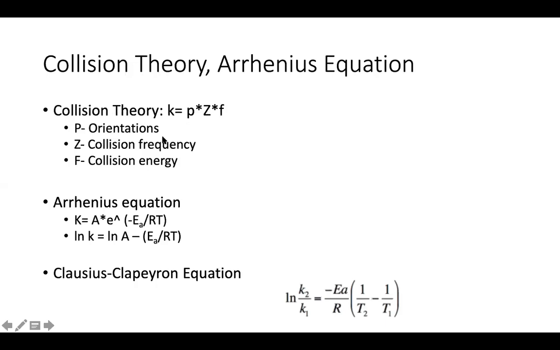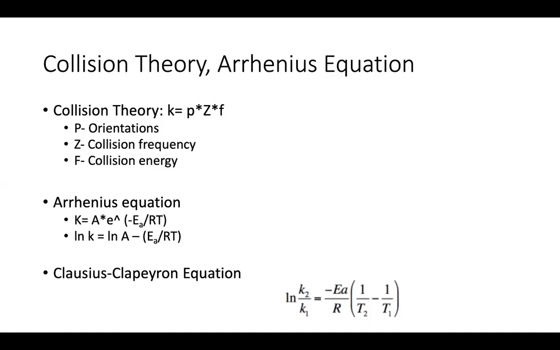Another factor at play is collision frequency, Z. How often do my reactant particles collide together? Obviously, if they collide more often, there's probably a better chance they're going to become products, right? And then lastly, we have collision energy, F. It's actually a fraction of the collisions with enough energy. Basically, it stands for how many collisions are able to overcome that energy barrier to actually allow us to convert to product.